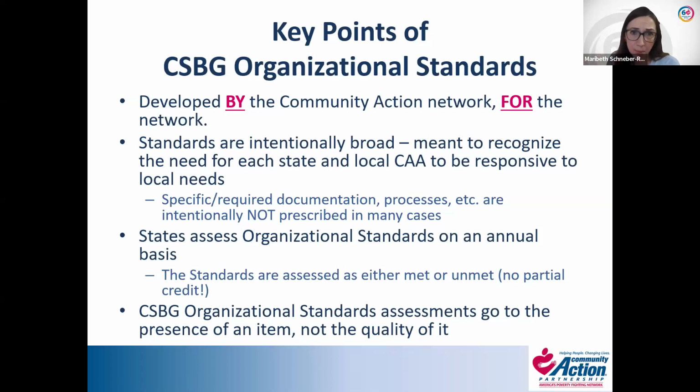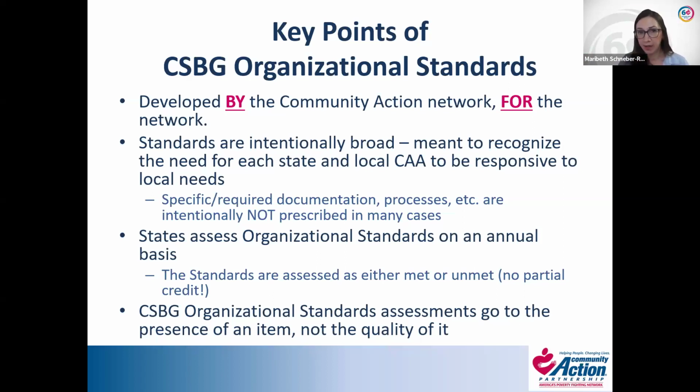But this gets into a very important point for folks to understand when it comes to the standards: because every state is in charge of assessing the standards, how states interpret standards can look a little bit different across state lines. And so it's very important that if you ever have questions about what a standard means or what documentation might be required, you go to your state office to figure out what you need to do. You should always look to your state guidance first, because they are the ones who are going to assess if you're compliant or not with a given standard. A lot of that information is available on their website, or if you don't have it, just contact your CSBG state office administrator and they'll be able to give you that information.